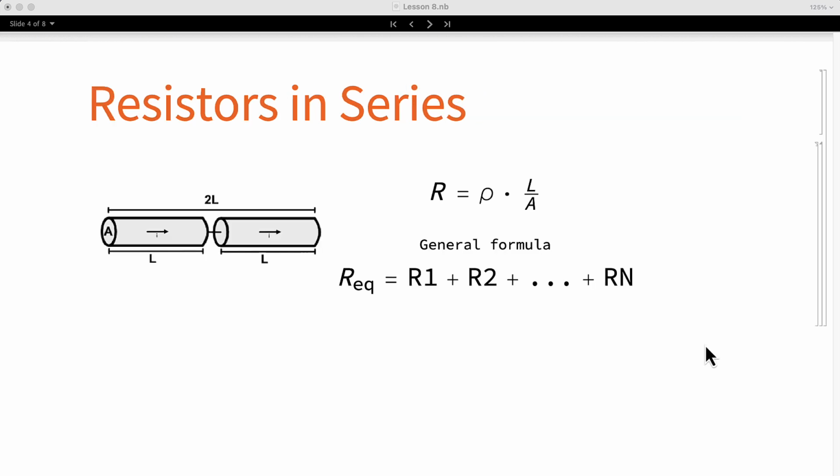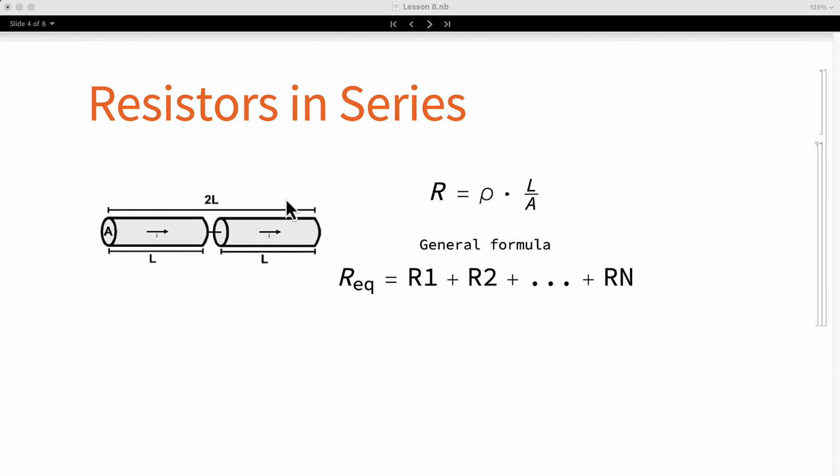Now let's determine what happens when we combine multiple conductors. The first case is connecting one after the other. This is shown in the drawing. This kind of connection is called series connection. We can see that if we connect two similar conductors, the effective length doubles. This makes the total resistance twice the resistance of a single conductor.